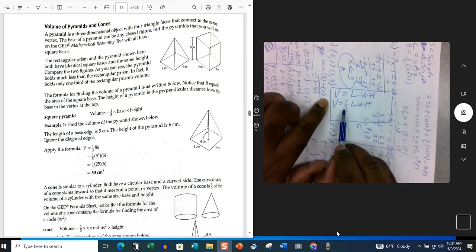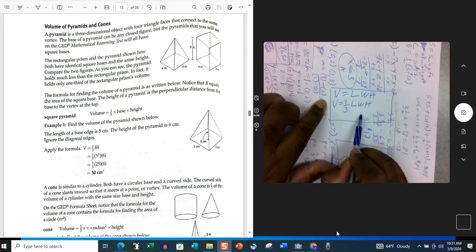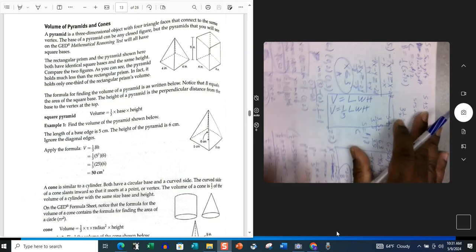So I think this would be a little easier to remember. You may want to write this down, but this is the alternative to 1/3 times base times height. So it's 1/3 times the length times the width times the height.